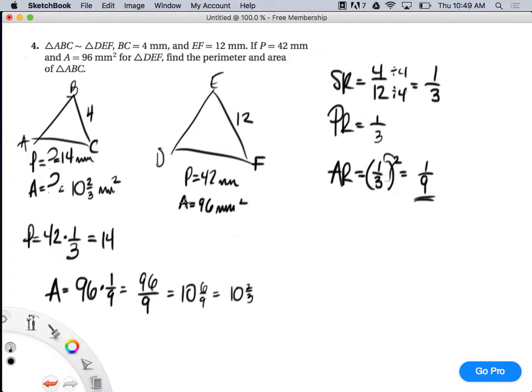This is how you turn an improper fraction into a mixed number. 96 divided by 9 is 10, remainder 6. You take the remainder and put it over the denominator. So it's 10 and 6 ninths, and simplifying, 6 ninths becomes 2/3. Okay, any questions on that?